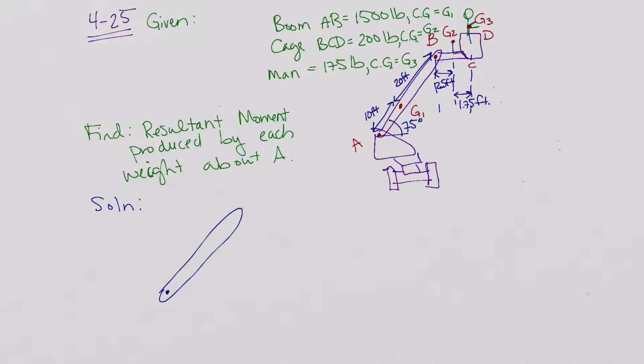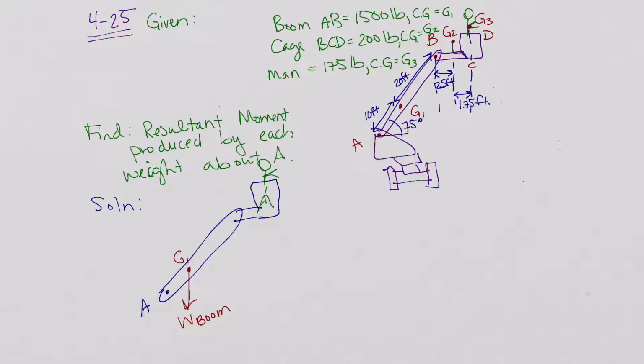So we have that point A is the one that we're interested in doing everything about. G1, that's the center of gravity for the boom. So that's the weight of the boom at G1. And then we have this basket. Looks different every time I draw it. We have the man in the basket.